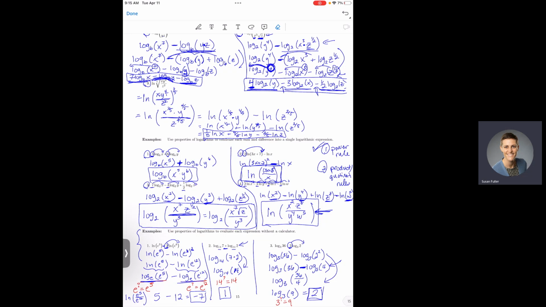I just did it this way because I think that if your brain sees that this is something that you can simplify, this is a much easier operation than this is for most people's brains. So that's why I did it the way that I did. If you can simplify at an earlier step, you can absolutely do that. But if you like to have a consistent process, then you can go all the way to a single logarithm before you do that simplification.